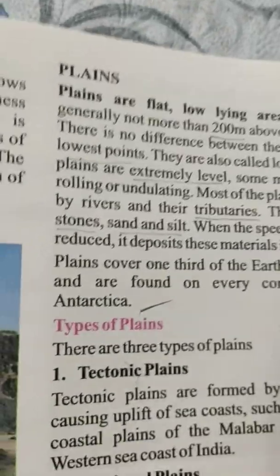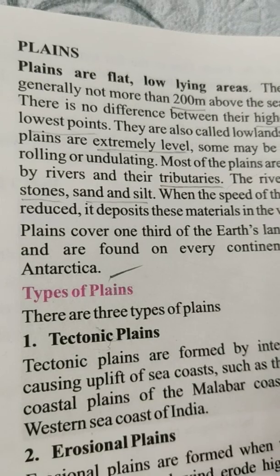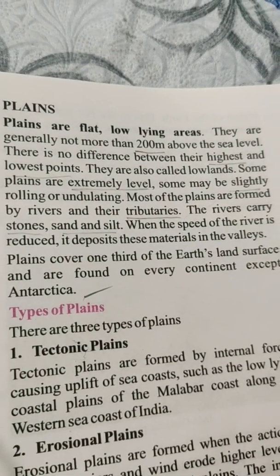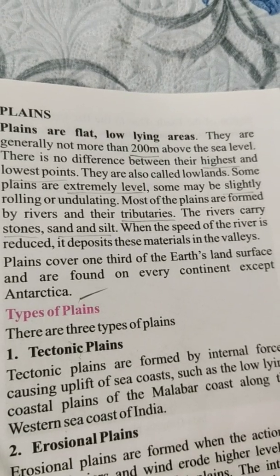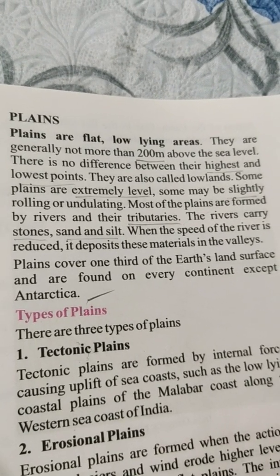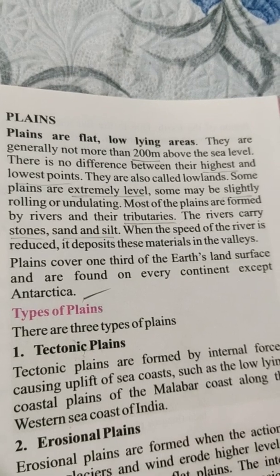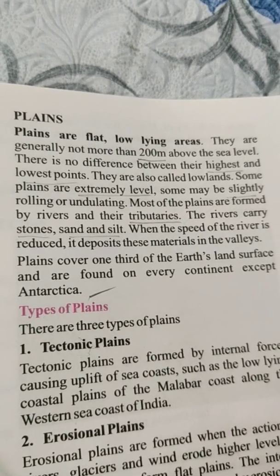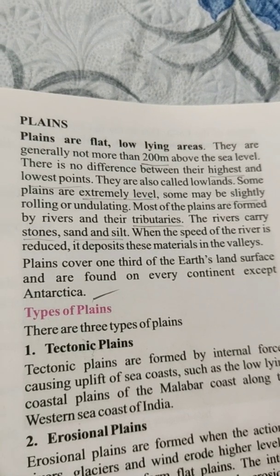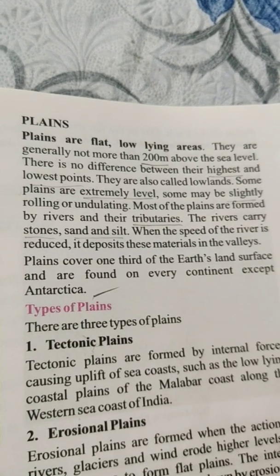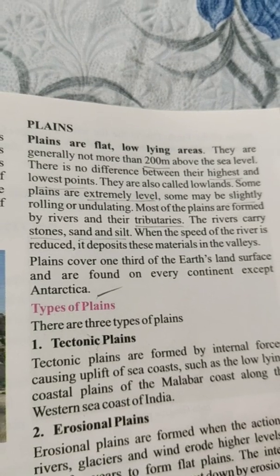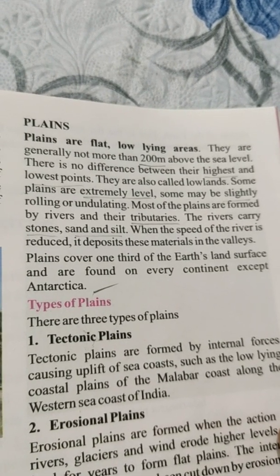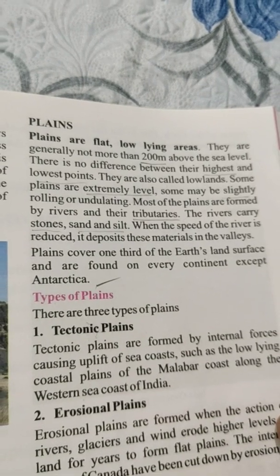Now we will see plains. Plains are flat, low-lying areas. They are generally not more than 200 meters above the sea level. There is no difference between their highest and lowest points. They are also called lowlands. Some plains are extremely level, some may be slightly rolling or undulating.